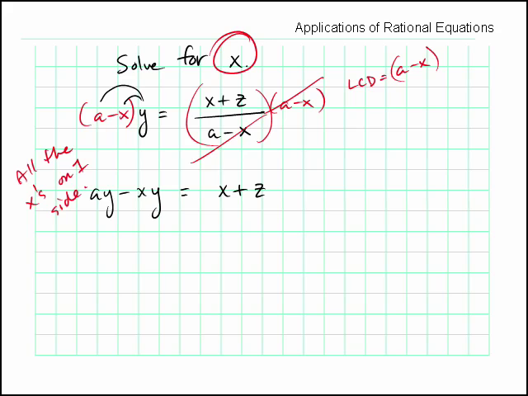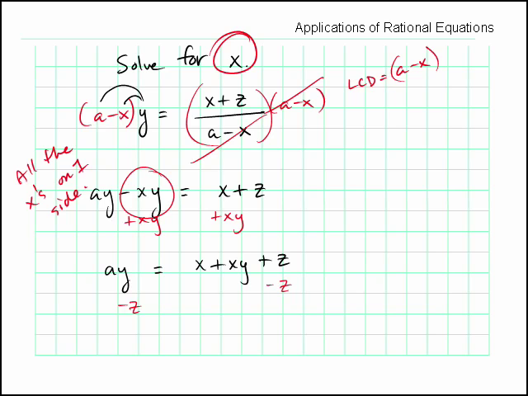So what I'm going to do is move this negative xy to the other side, so it's like adding xy to both sides. I now have ay equals x plus xy plus z. Now any term that does not have x in it, I want on the other side, and so I'm going to get rid of the z here, subtract z and move it to the other side.